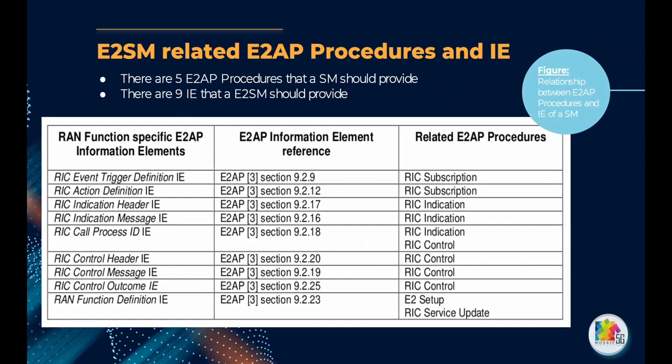Here it's taken from the standard. So you have the RAN function. In E2AP, there are many specific procedures for this RAN function. For instance, RIC action definition, RIC indication header, RIC indication message, or RIC control header. You remember that I mentioned we have 4 RIC services: report, control, insert, and policy. And E2AP has procedures, as you see, for RIC indication, RIC subscription, and RIC control.